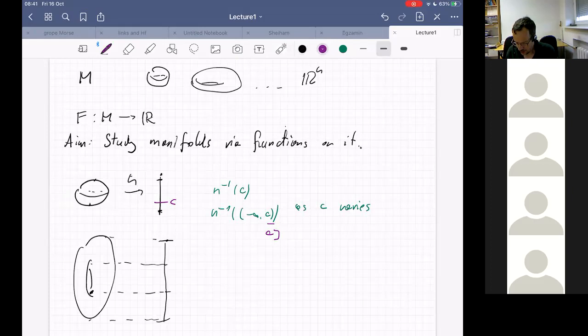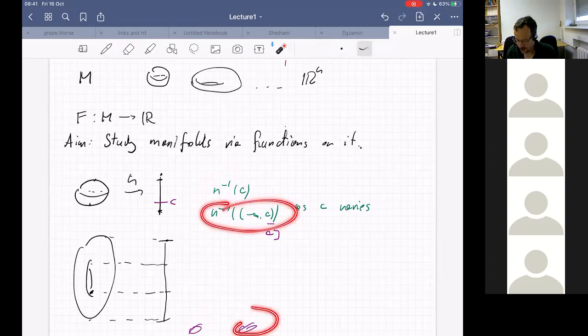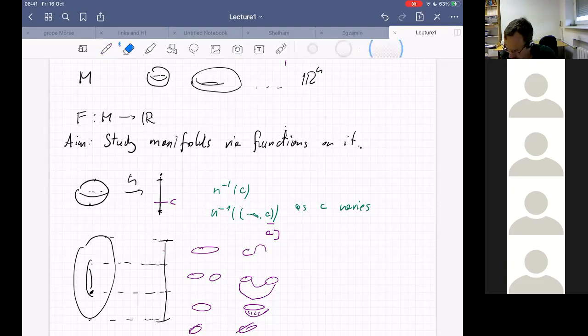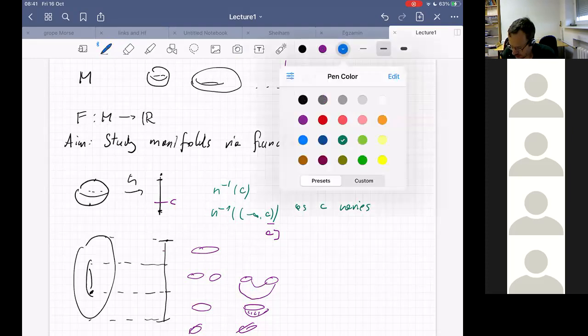So below we have the empty set and the empty set. This corresponds to the level set, and this corresponds to that. Here we have a single circle and a disk. Here we have a pair of circles and an object like that. And here we have again a single circle, and something that looks like, maybe I will try to make a bigger picture, just to show my complete lack of ability to draw nice pictures.